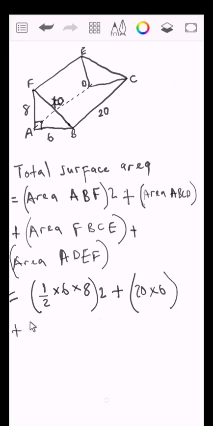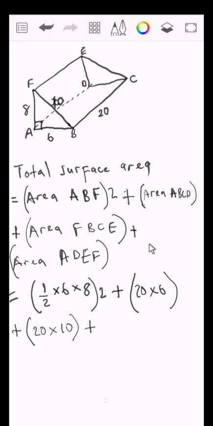Plus the area of FBCE. FBCE, it's also a rectangle. Since it's a rectangle, it's length times width. So our length is 20, but our width is now 10. Correct, this is going to be 20 times 10.